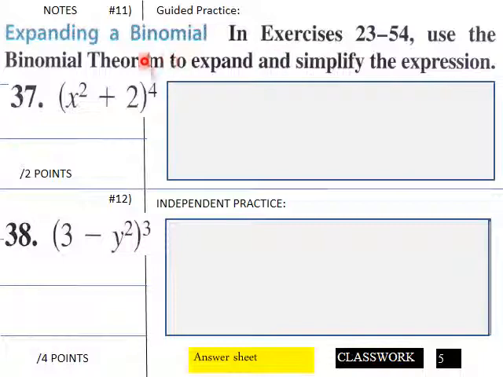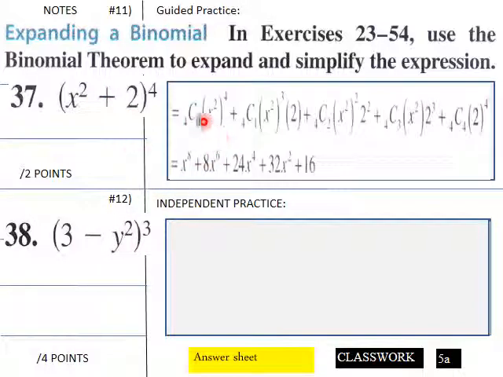Okay, let's do this one. Use the binomial theorem to expand and simplify this expression here. So this is our binomial. Students, this is yours. Beware of that. So up here, okay, so here's our initial expansion: 0, 1, 2, 3, and 4.